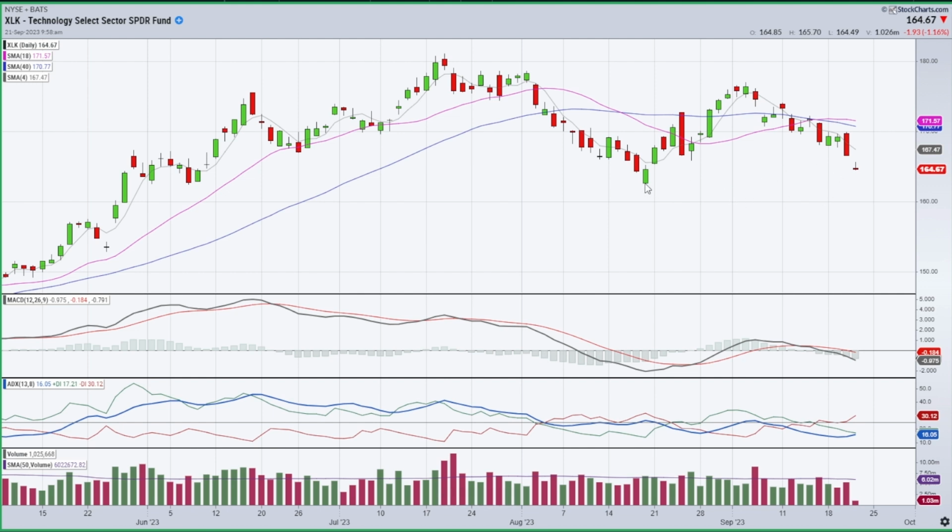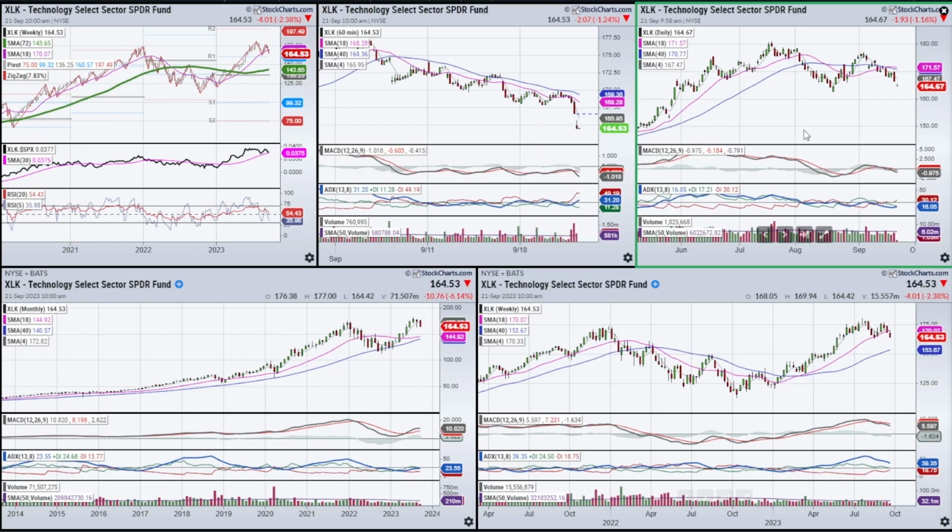And again, we're probably going to come down and test this low, but there's certainly a decent amount of weakness developing.